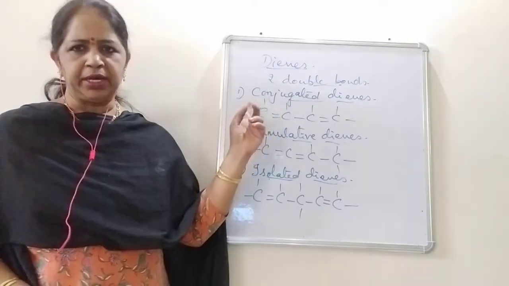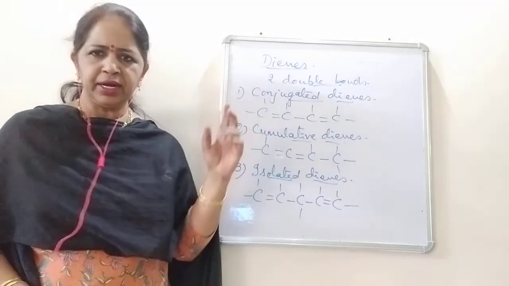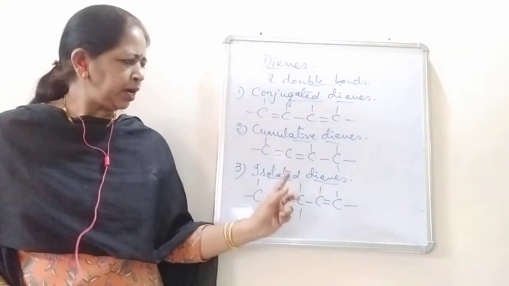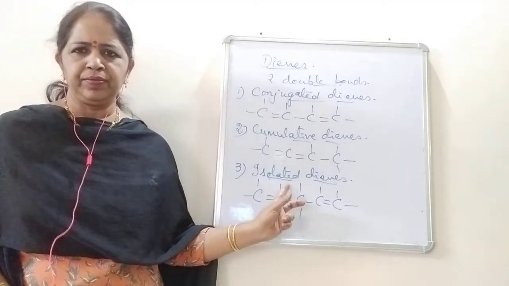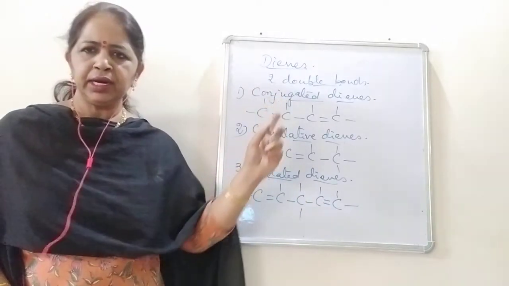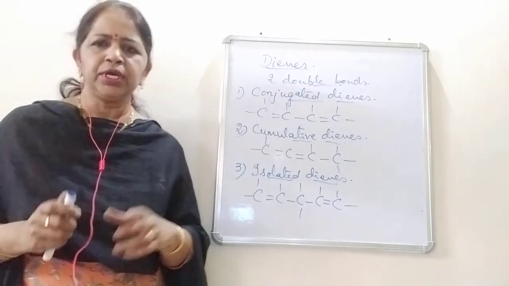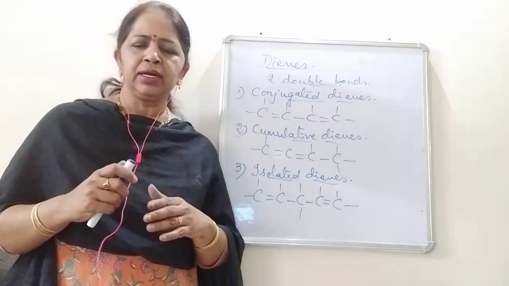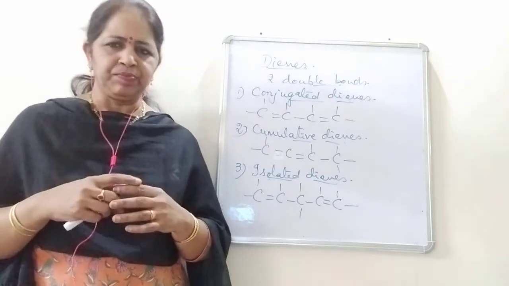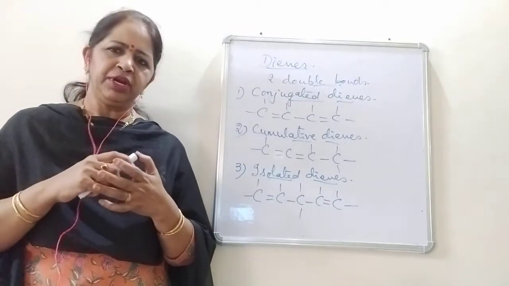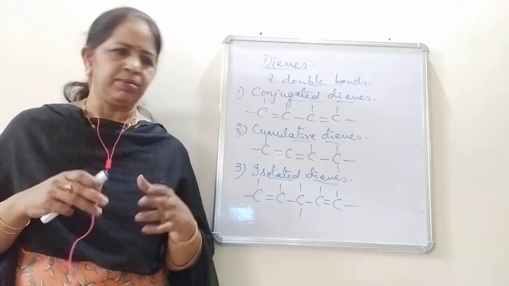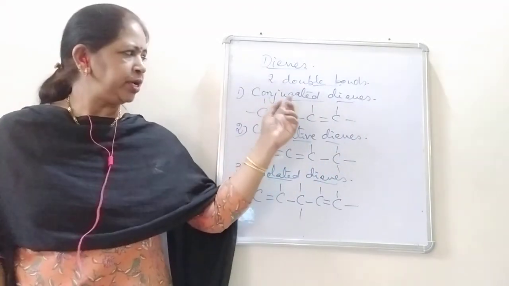Dienes are of three types: conjugated dienes, cumulative dienes and isolated dienes. First, conjugated dienes. Conjugated dienes are the compounds in which the double bonds are alternately present with the single bonds. The double bonds between carbon atoms are alternately present with the single bonds between the carbon atoms. Those are known as conjugated dienes.